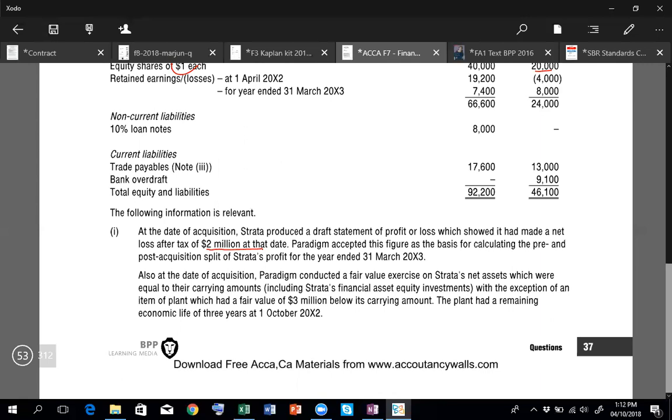Also, at the date of acquisition, Paradigm conducted a fair value exercise of Strata's net assets, which were equal to their carrying amounts, including Strata's financial asset equity instrument, with an exception of an item of plant, which had a fair value of 3 million below its carrying amount. So these are the fair value adjustments of Strata's net assets, and the plant had a remaining economic life of 3 years. If you remember, when you have an upward fair value adjustment, we add it and the depreciation is deducted. Here we have the opposite. We have a downward revaluation, which will be deducted, and the extra depreciation which has been charged will be added back.